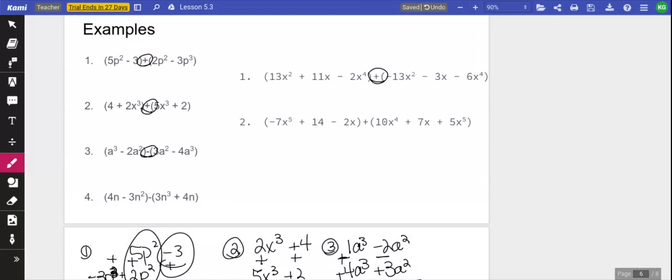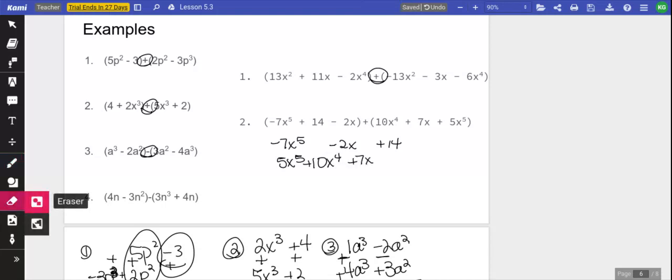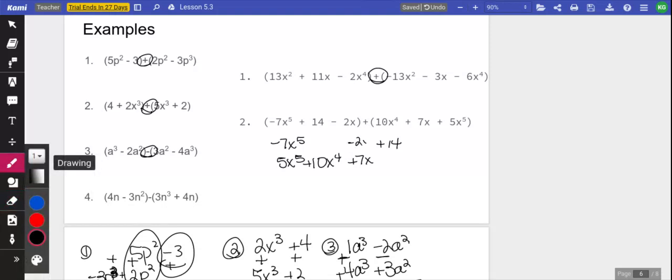And the last one here, I have negative 7x to the 5th minus 2x plus 14. And then this one I have positive 5x to the 5th plus 10x to the 4th plus 7x, and that's it. And these are being added. So I have negative 2x to the 5th plus 10x to the 4th plus 5x plus 14.